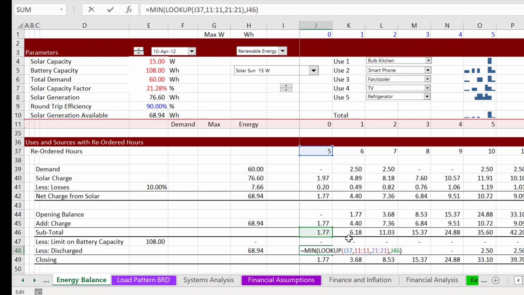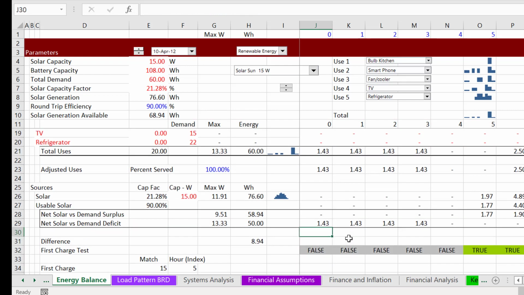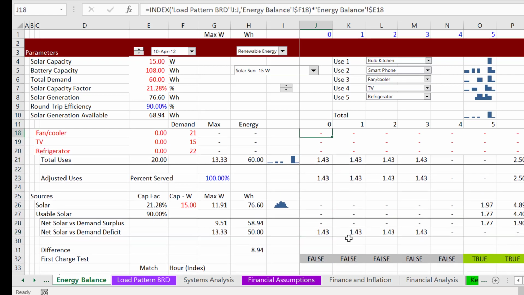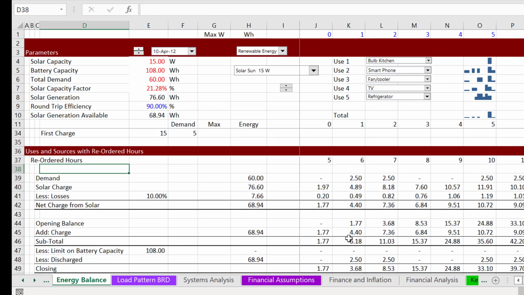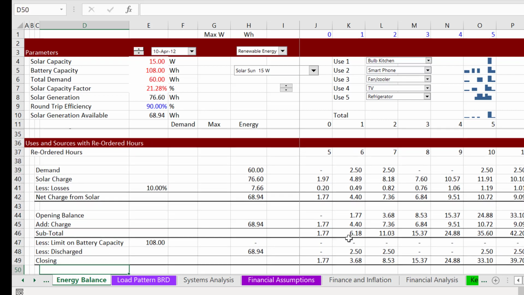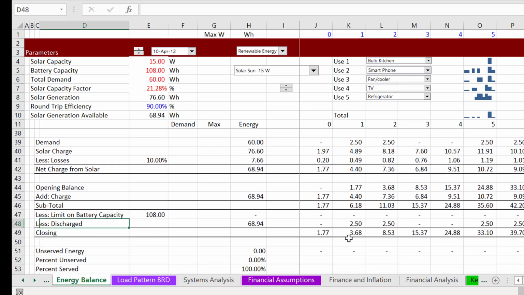Okay? And so I say, well, okay, then we put our discharge, and the discharge comes from row number 21. And row number 21 is the total demand. I just should call this the total load. Okay? And we're just going to use what we have in the battery to discharge.